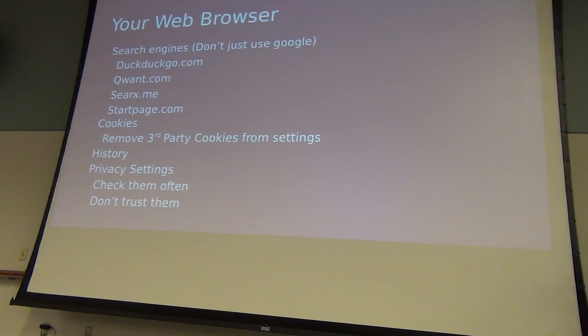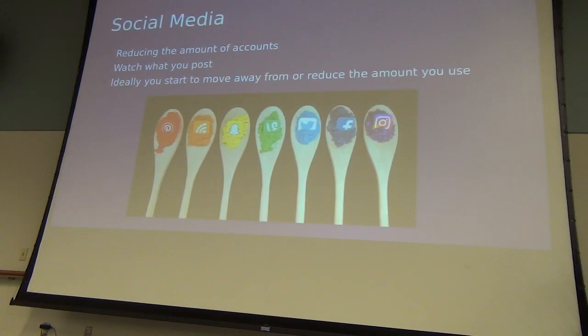Okay, so back to level one. That basically covers your web browser for level one. Social media is the next thing. You've got to start reducing the number of accounts you have. You know, watch what you post, because it's really bad out there.